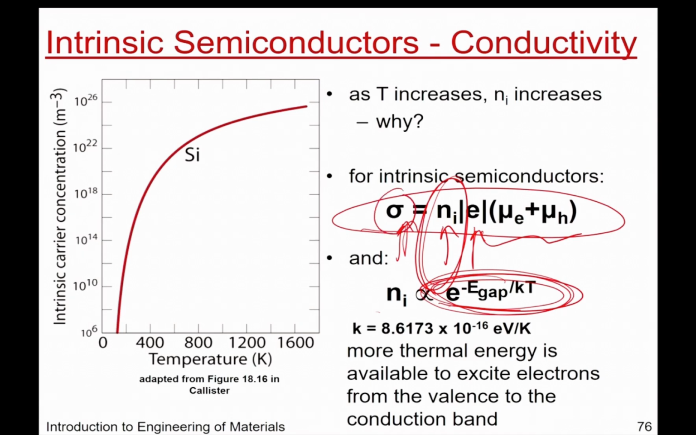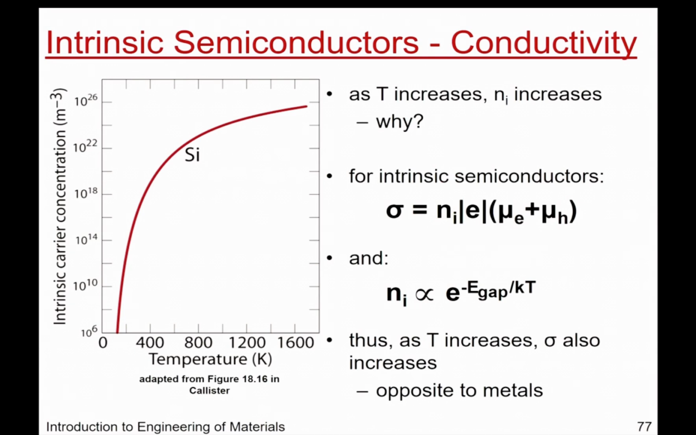So increasing temperature, increasing conductivity for these intrinsic semiconductors. And it's all thermal excitation. So we're just talking about temperature. We're just talking about thermal excitation so far. And the takeaway message is it's absolutely the opposite of the behavior of metals.